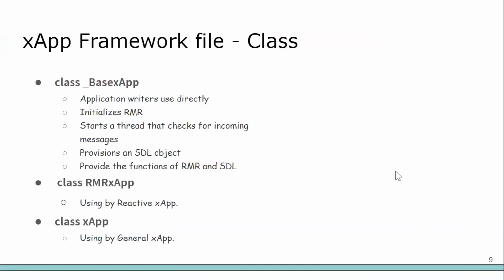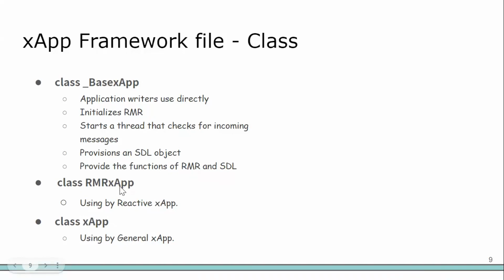Okay, for this class, the writer should not use it directly because the class is inherited by other xApps like the RMR xApp and the xApp class. Okay, so the functions in this class can execute to initialize the RMR or start to check the incoming messages, and it also provides the objects for the SDL and the functions of the RMR and SDL.